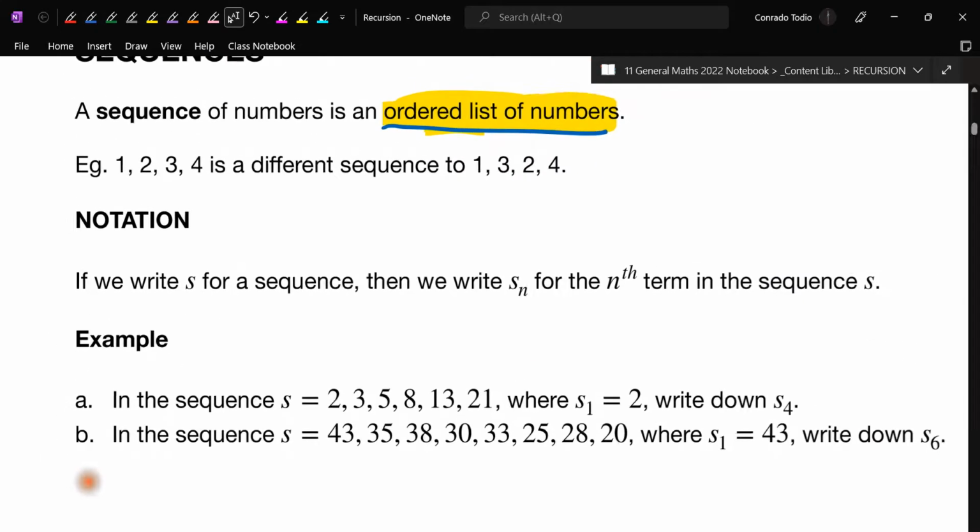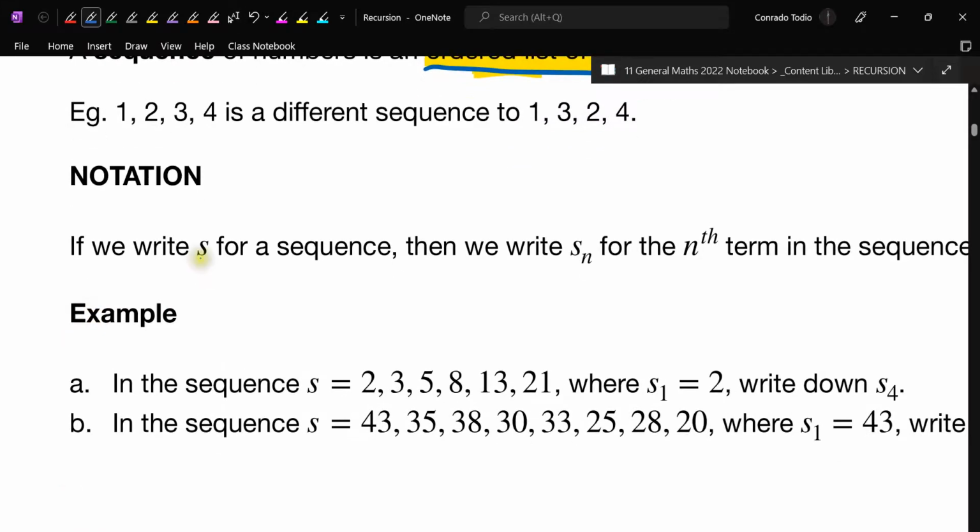Now, when we look at a sequence, we need to be able to identify the numbers in that sequence. The idea behind having a list of numbers is that you can look at it and identify the value for a specific number. For example, what is the second number? What is the 20th number? What is the 50th number? To help us identify sequences, we use notation. Notation just means how we identify or show it. When we write S for the sequence, S refers to the value, and this little n refers to the spot in the sequence.